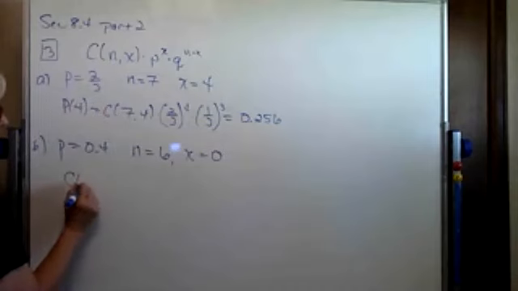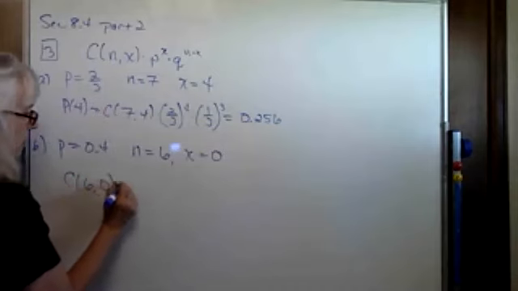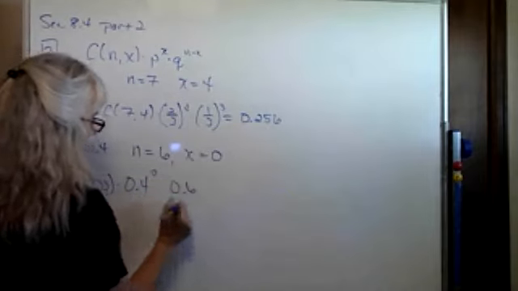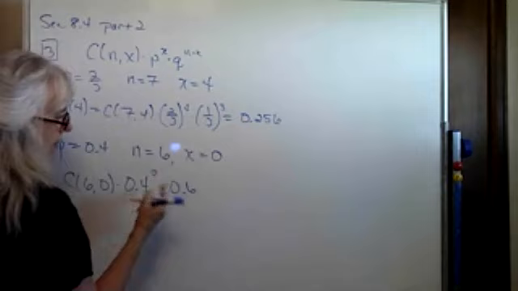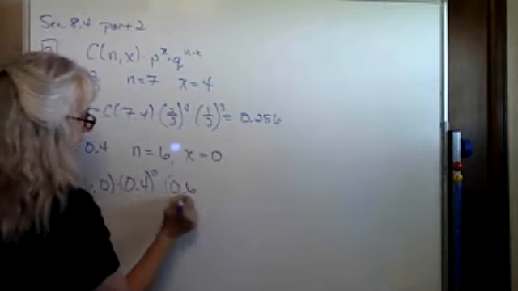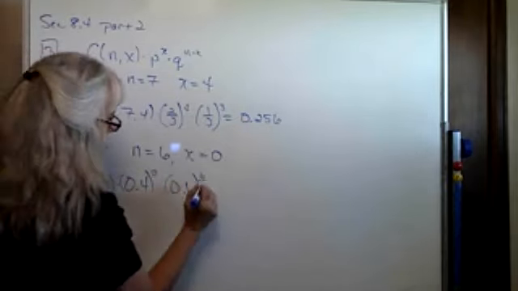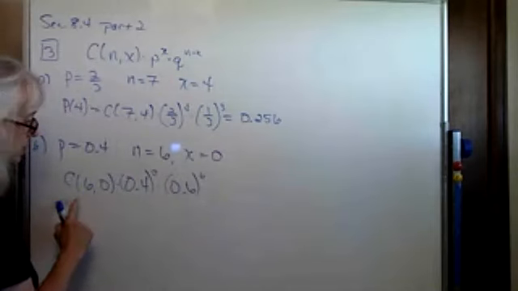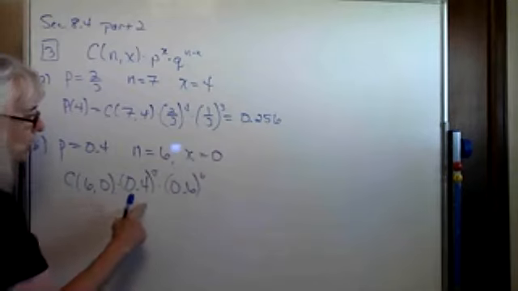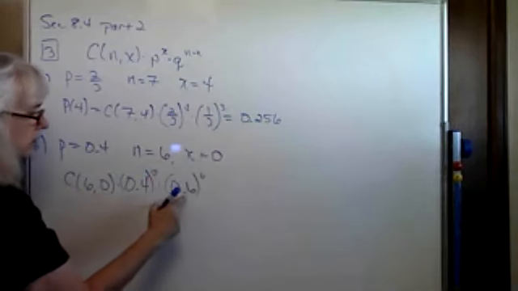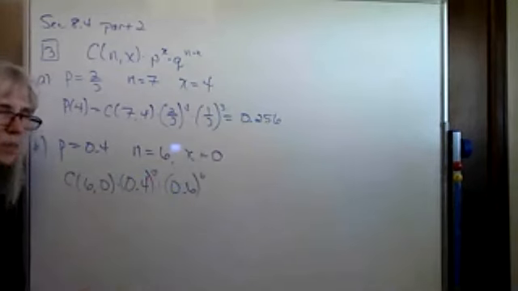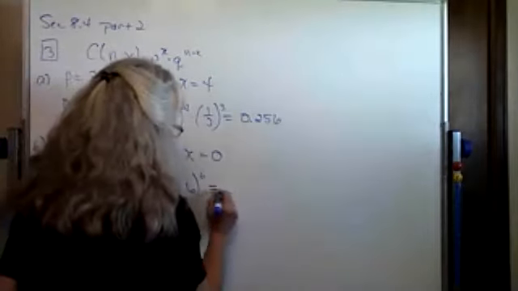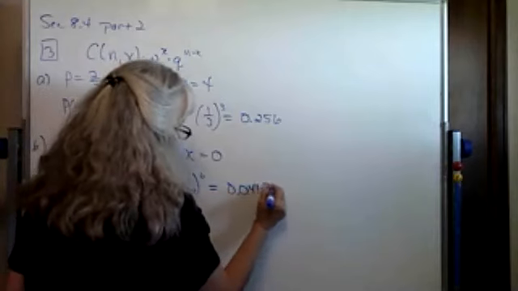Using our formula, we'll get the combination of 6 choose 0 times 0.4 to the 0 power times the complement to 0.4, which would be 0.6, because again, they have to add to 1. And that'll be to the 6 minus 0, which is 6. So this is pretty easy. The combination of 6 choose 0 is just 1. 0.4 raised to the 0 power is 1. So really the only thing that influences the answer is this 0.6 raised to the 6th power. And 0.6 raised to the 6th power is 0.0467.